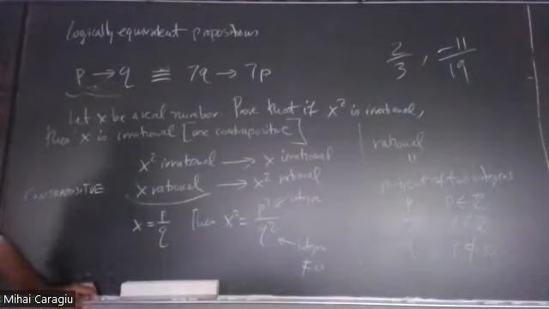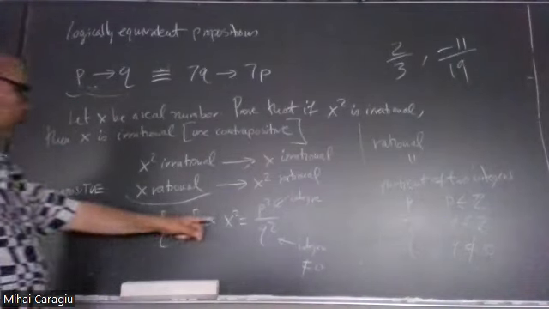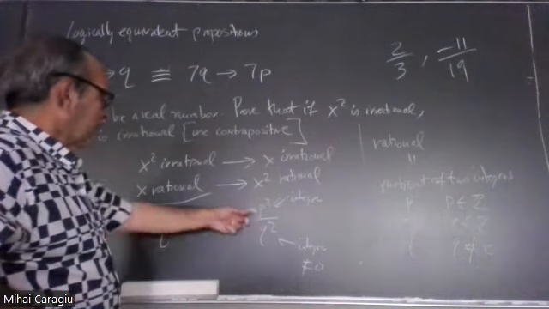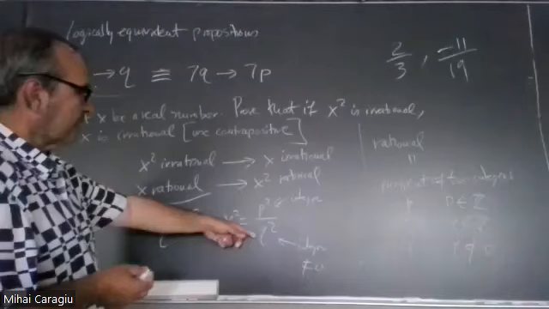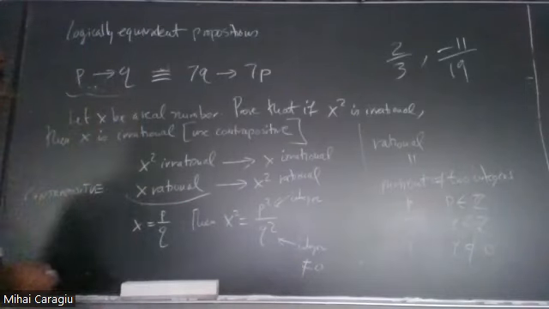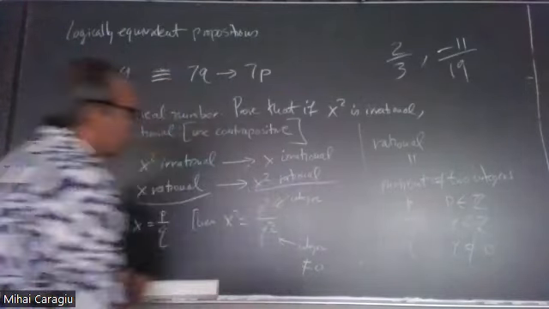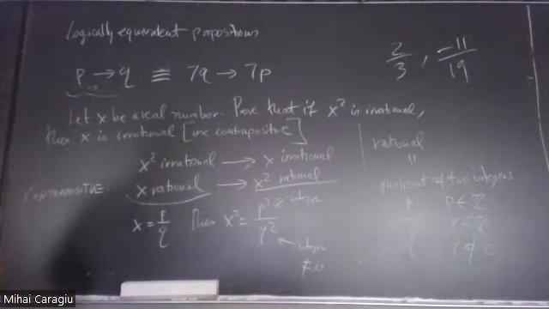So if x is p over q, a quotient of two integers, then x squared, if we square the fraction p over q, is p squared over q squared. Again, a quotient of two integers. p squared is an integer, q squared is a non-zero integer. So we just proved that x squared is also a rational number because it's a quotient of two integers, and the denominator is not zero.